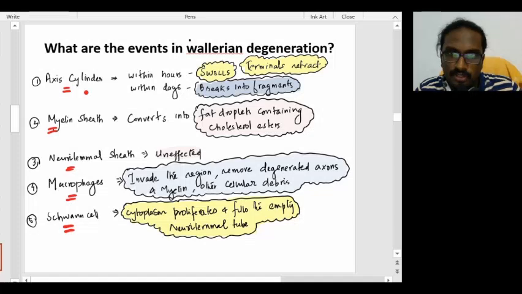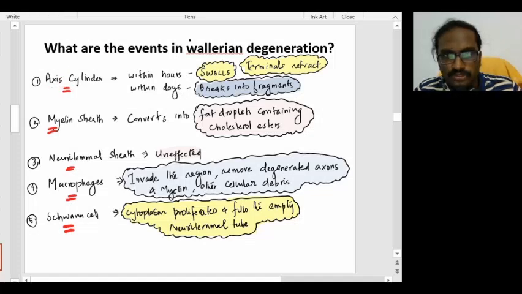So I would recommend that you draw diagrams wherever necessary. You should all learn to draw diagrams. And if Wallerian degeneration is asked, it's very important that you draw a diagram. Since there is no such diagram available, you make one yourself. So I'll explain now how it has to be drawn. Okay, the first change we are going to discuss is about the axis cylinder.